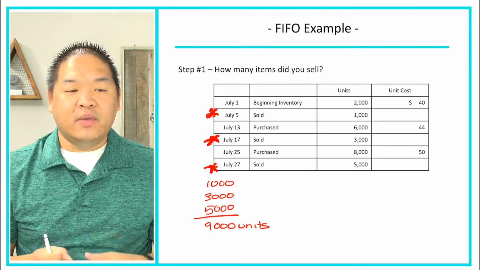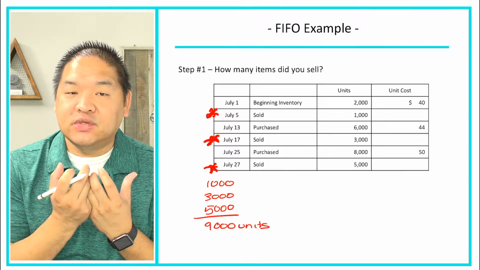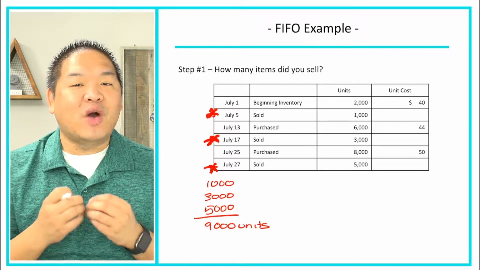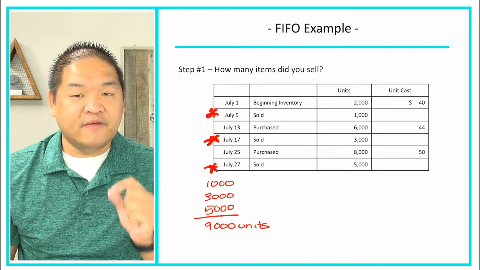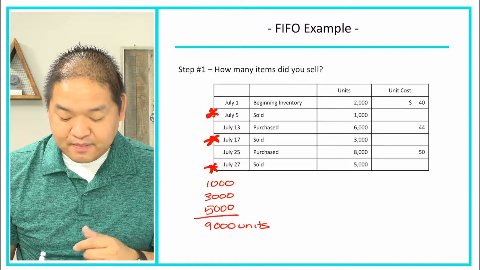So we have 9,000 units that we're going to have to deal with in giving it a cost. Right now we've sold 9,000 units, but we don't have a cost for them yet. We don't know how much to take out of inventory and put into cost of goods sold. So we're going to need to assign a cost to those 9,000 units based on FIFO. But we first need to know how many units we sold, all right?